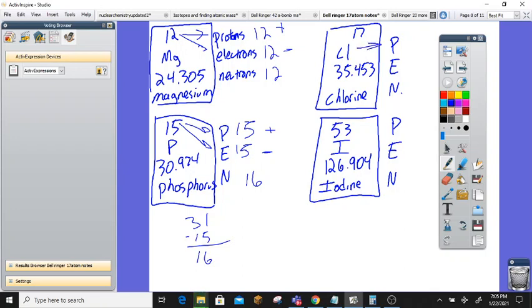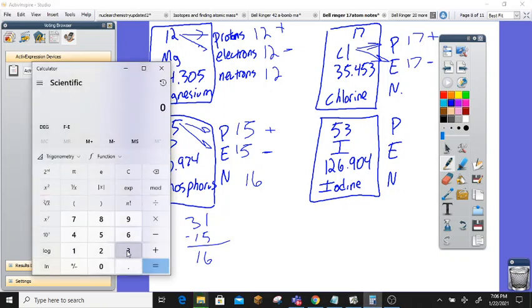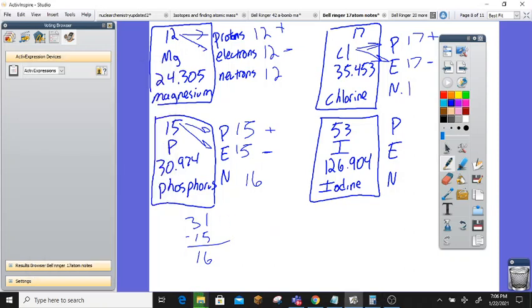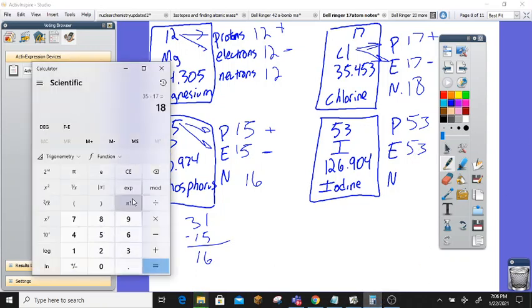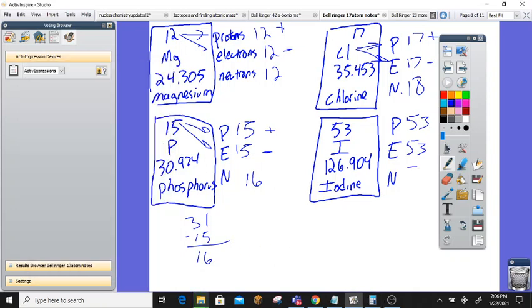Chlorine. Protons and electrons. Protons are plus, electrons are minus. 35 minus 17. 35 minus 17 will give us 18. And iodine, 53 protons, 53 electrons, and we're going to round that to 127 minus 53. It gives us 74.